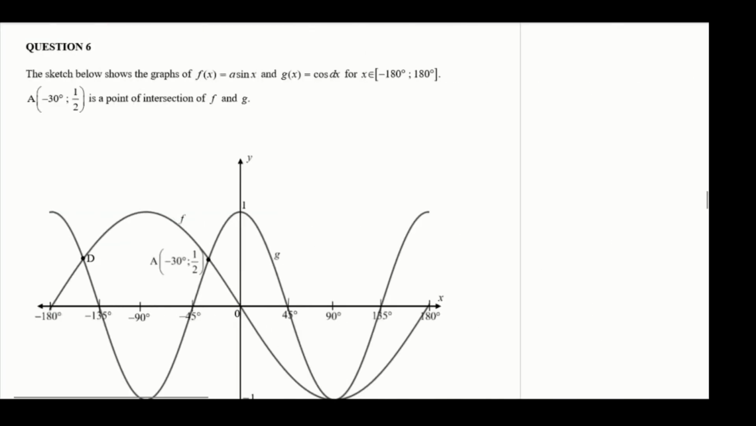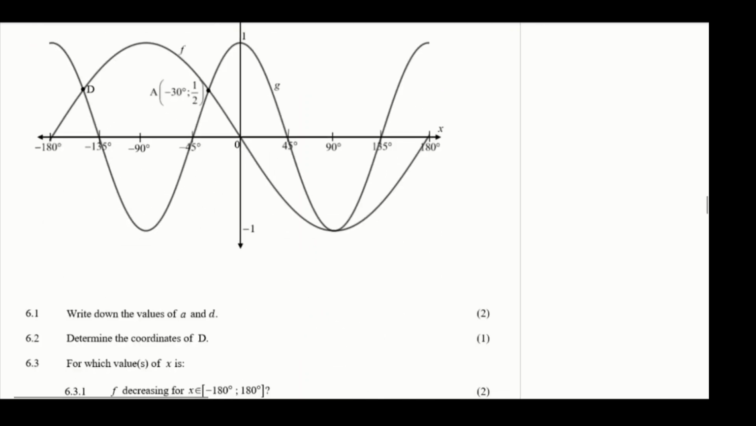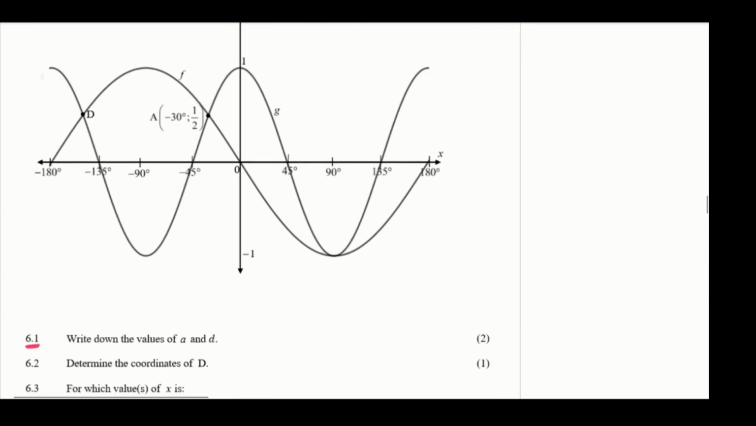Okay, so now we're going to do question 6. It says that in the sketch below we are given the graph of f of x and the graph of g of x, with the restriction from minus 180 to 180 degrees, and we're also given a point of intersection between both graphs. So 6.1 says that we must write down the value of a and d.